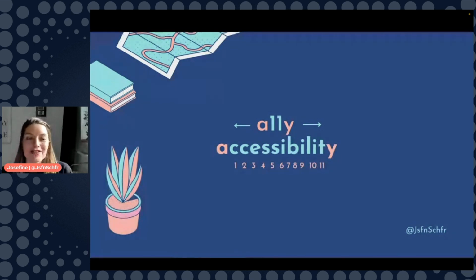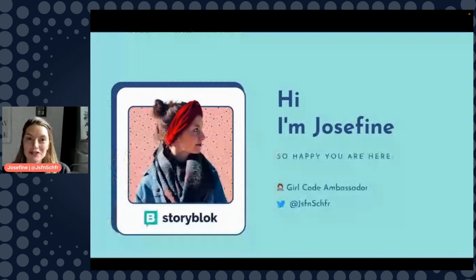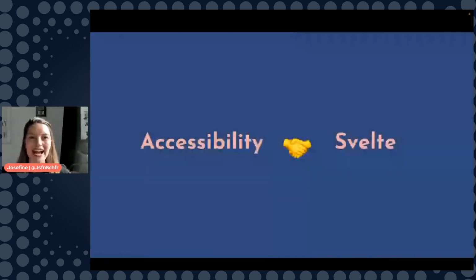Really quickly before we dive in, my name's Josephine. I'm Developer Relations Engineer at Storyblok. I'm also a Girl Code Ambassador, Svelte enthusiast, and accessibility advocate. So I guess you could say today I'm going to be talking about two of my passions, accessibility and Svelte.